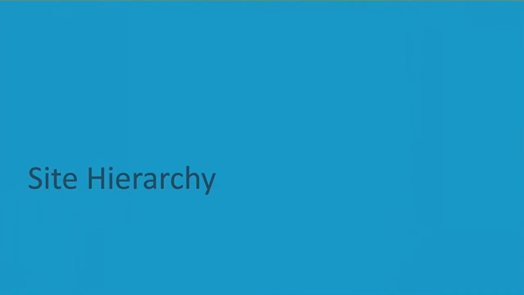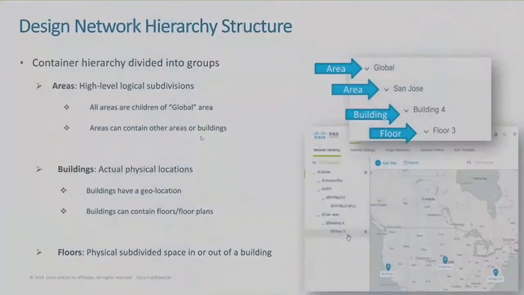So we're gonna start with site hierarchy. So site hierarchy is divided into areas, buildings, and floors, right? And I'm gonna start with areas. Areas is where you have most of the flexibility, right? This is pretty much up to the architect to design how I want to break my network, or the network I'm responsible for, into smaller pieces.